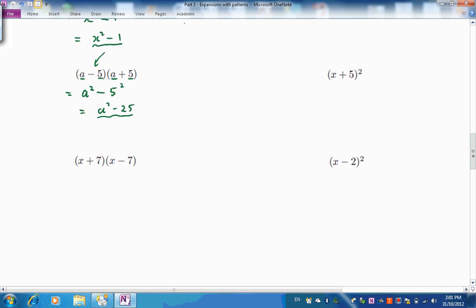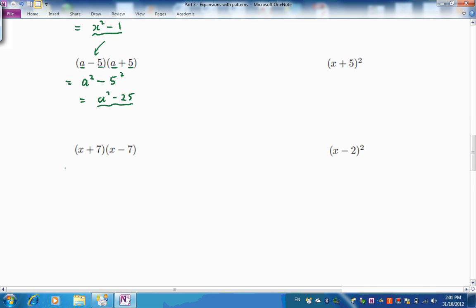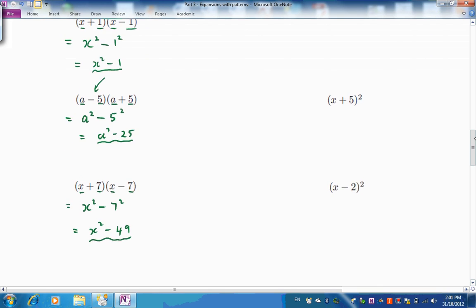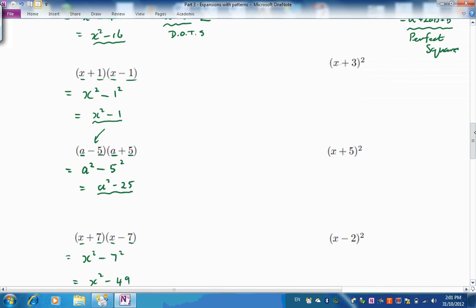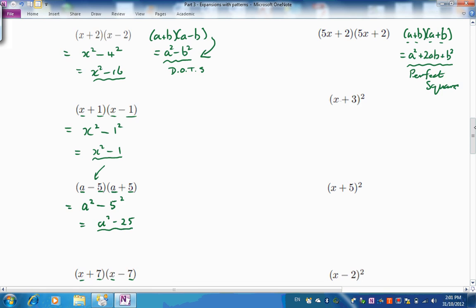Let's come down and just have a bit of room down here for this one. This is x plus 7, x take 7, so it's going to be x squared minus 7 squared, which is going to be x squared minus 49. Okay, so mark your work and see what you think. You can pause and rewind the presentation, come up and down all you like here if you like, so you can do that.